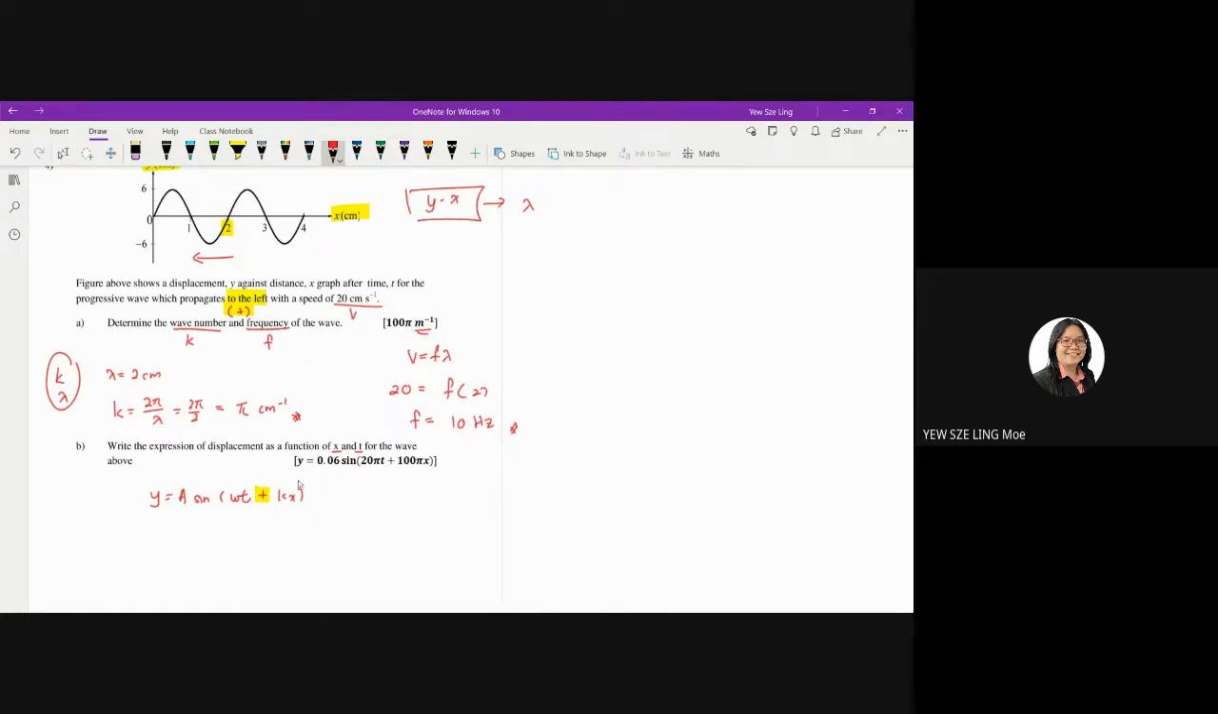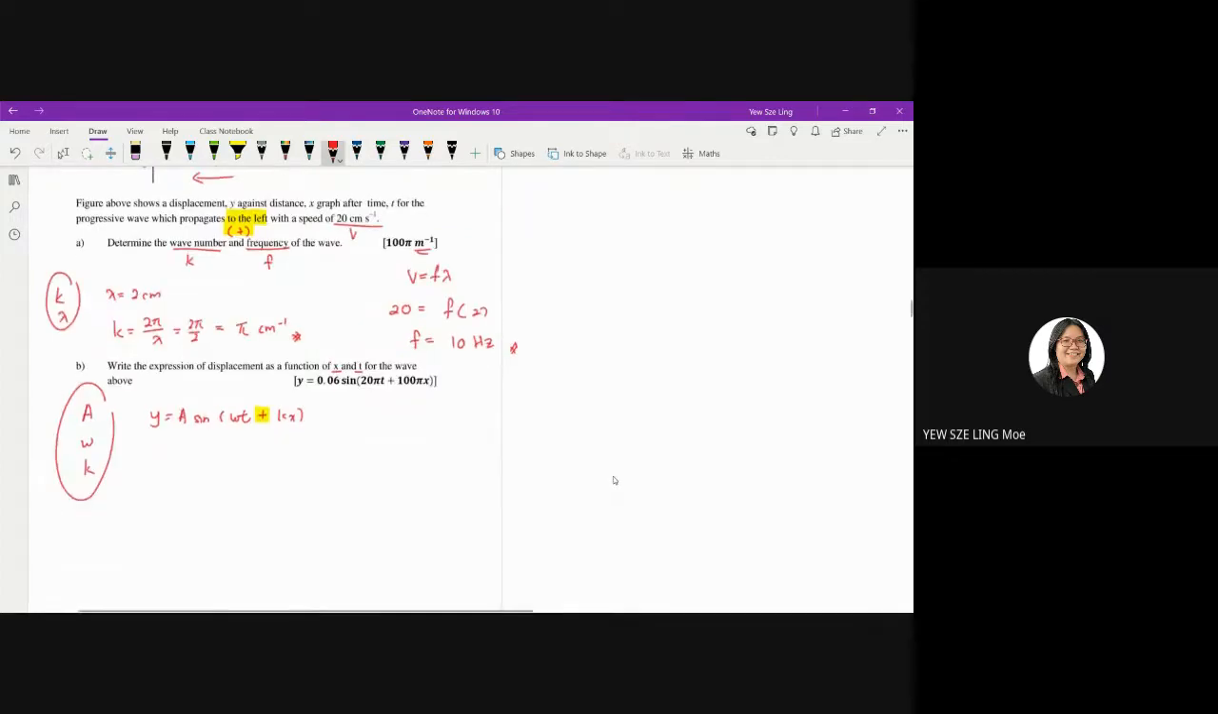If you still remember what I told you at the beginning of this lesson, whenever you want to form equations, you need to make sure you have the values for 3 constant variables, which are A, omega, and also k. So now let's see how I'm going to solve it. According to the answer given here, it is in terms of meter, but we can do it in terms of cm. That is fine. Just make sure you put a note after you form the equation. So now let's see how to form the equation.